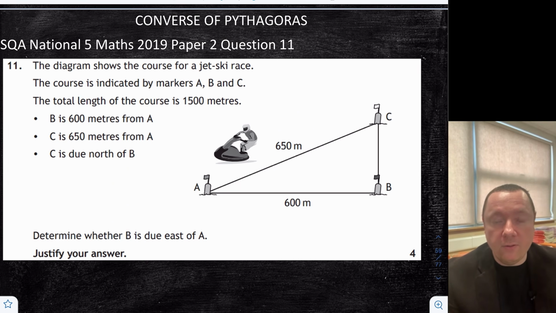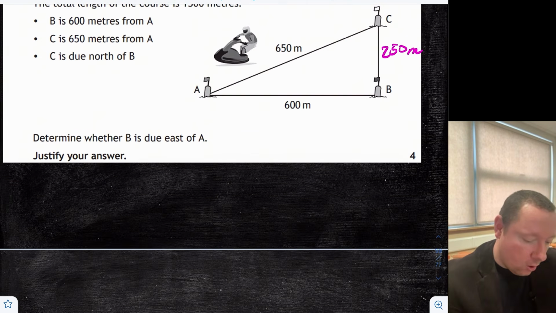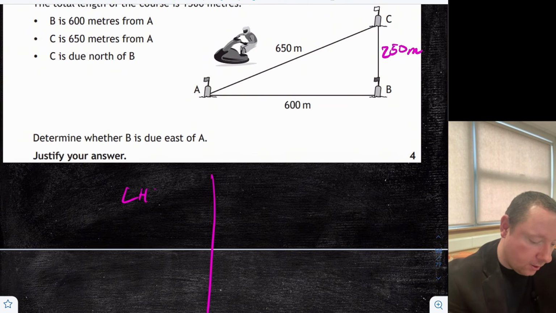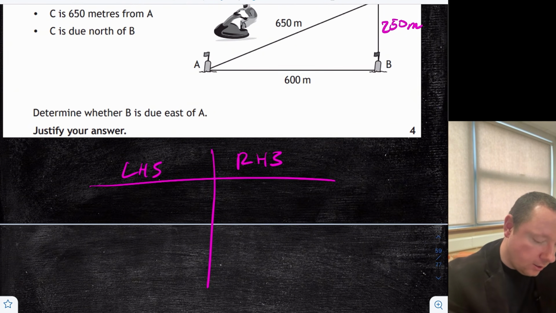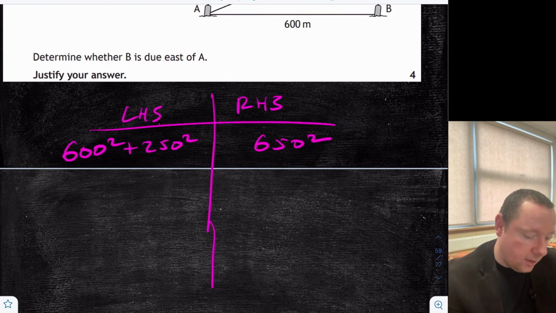We take that away from 1500 to get 250 metres, and we just mark that on. We know that's definitely 250. Keeping it all separate, we've got a left-hand side and a right-hand side. Our left-hand side is 600 squared plus 250 squared, and our right-hand side is 650 squared. Do not write they're equal, that's why I draw a little table and keep them separate. We then work out both sides separately.